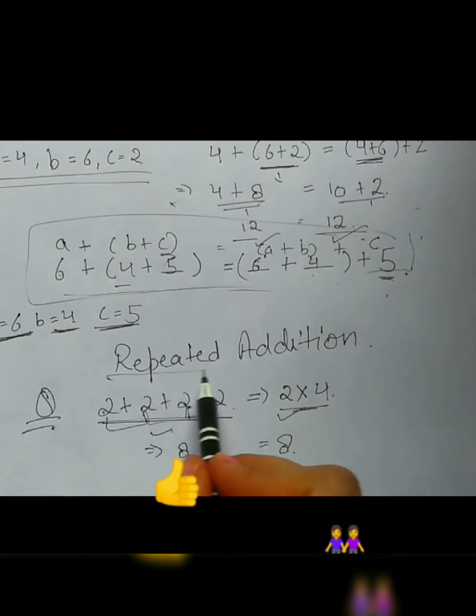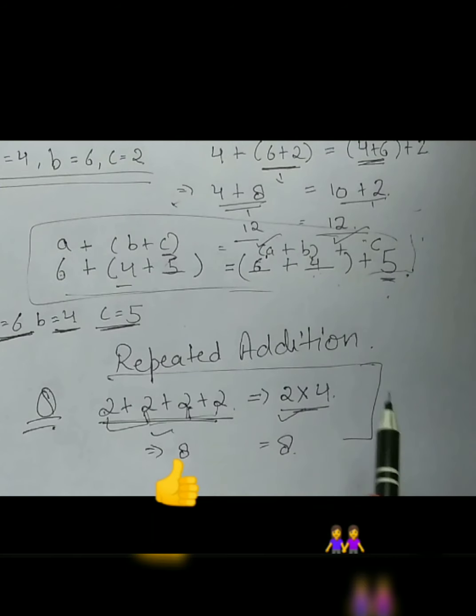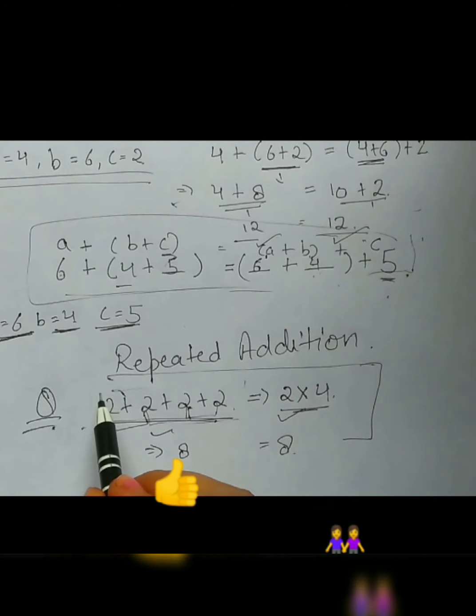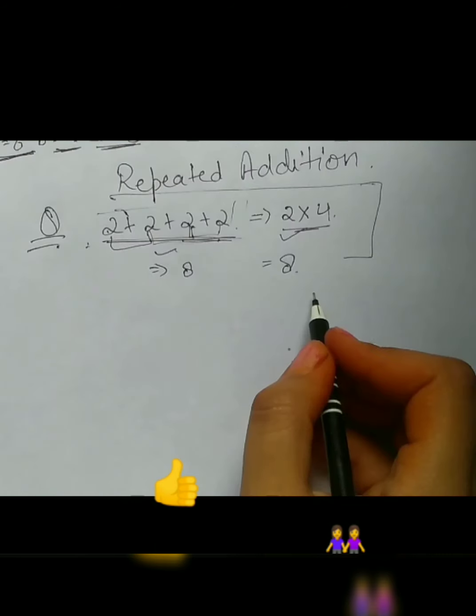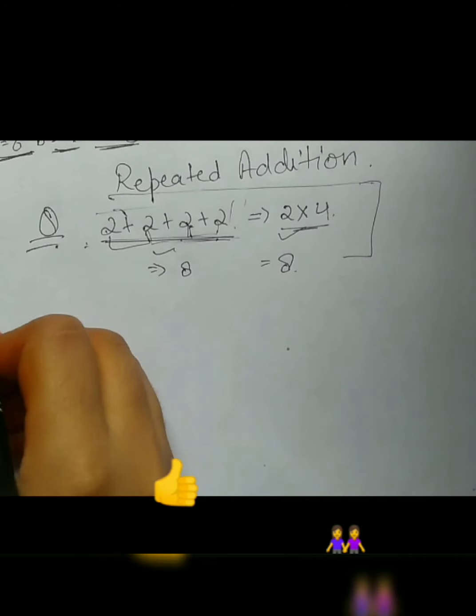So what does repeated addition say? The number of times a digit is added to itself is the number by which that digit is multiplied. Let's move on to our next topic, integer signs.